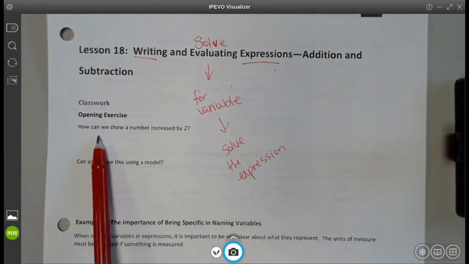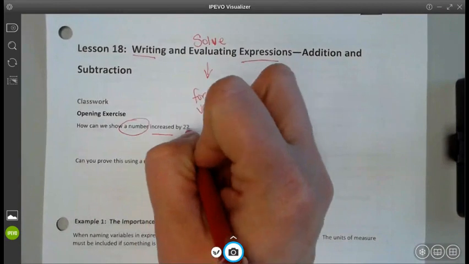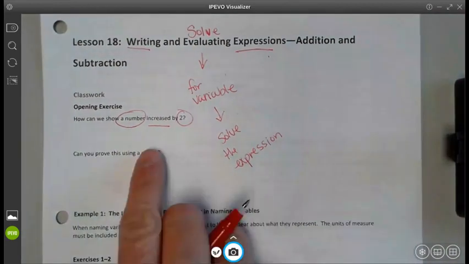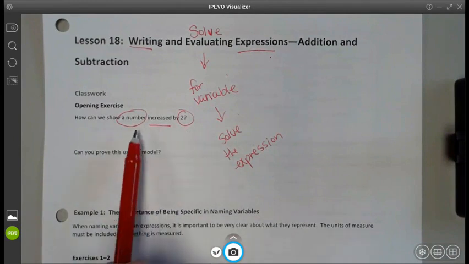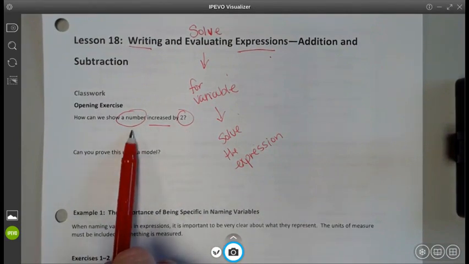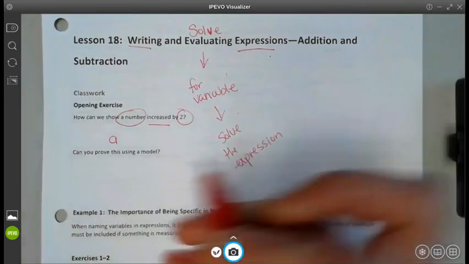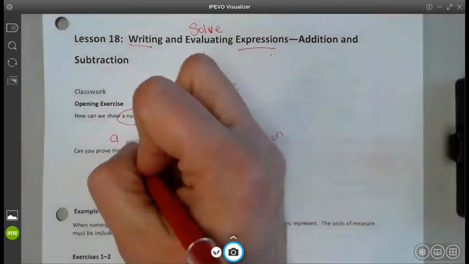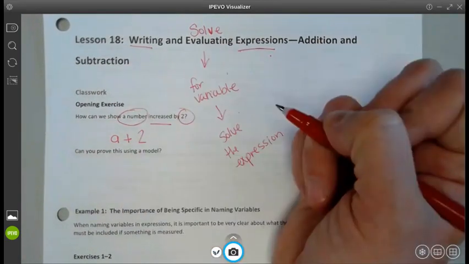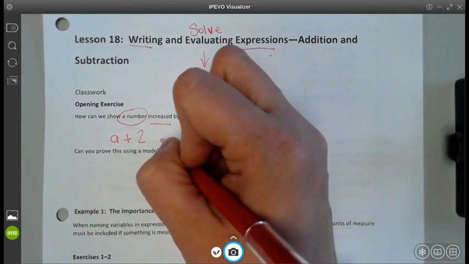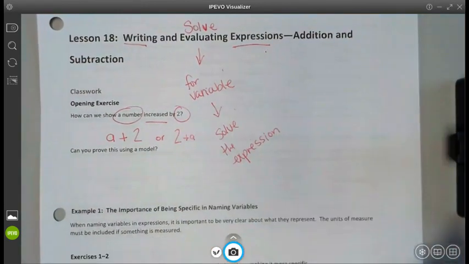So let's start here. How can we show a number increased by 2? Remember, we always underline the key phrase. We have the number 2, and we have what we call a number, and that would be a variable. We can choose any variable. I'm going to choose A. But if we want to show a number A increased by 2, increased is addition, we can write it this way. Or the other way, commutative property, is 2 plus A.